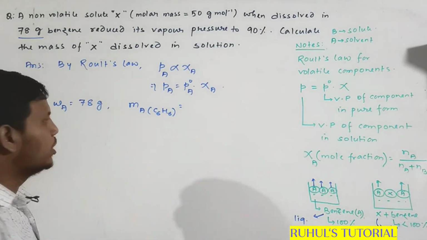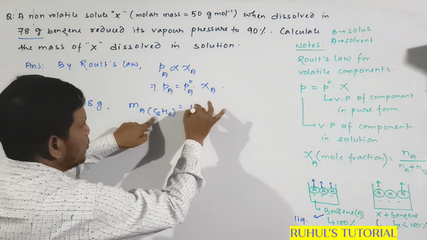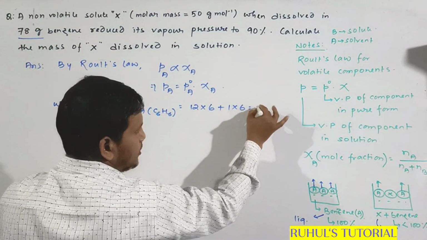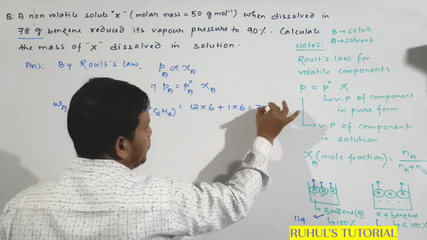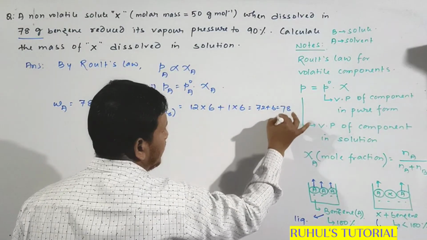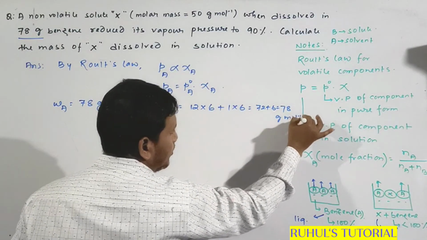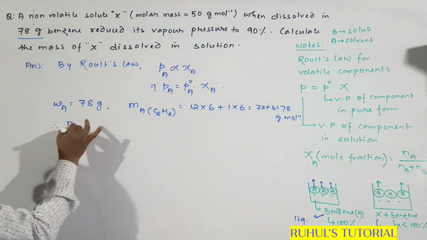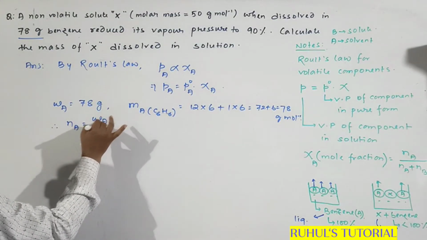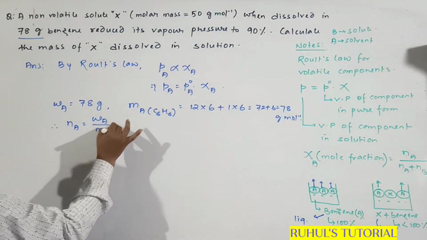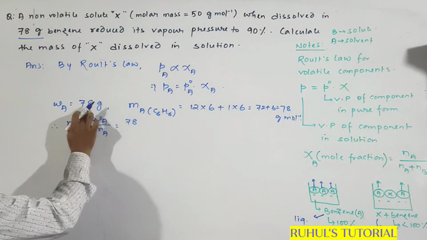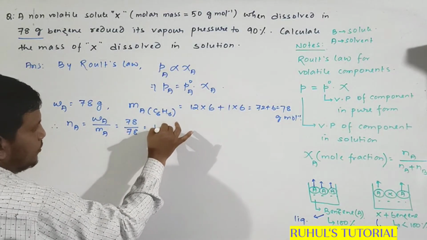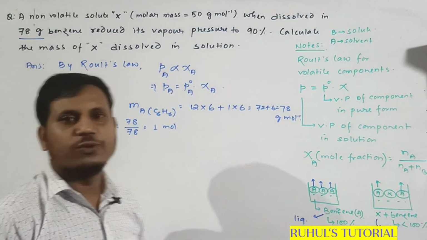What will be the molar mass? Carbon has 12 times 6, hydrogen has 1 times 6, that is 72 plus 6, that is 78 gram per mole. Now to find the moles, the moles of A will be the given mass of A divided by the molar mass of A. The given mass is 78 and the molar mass is also 78. So we got 1 mole.